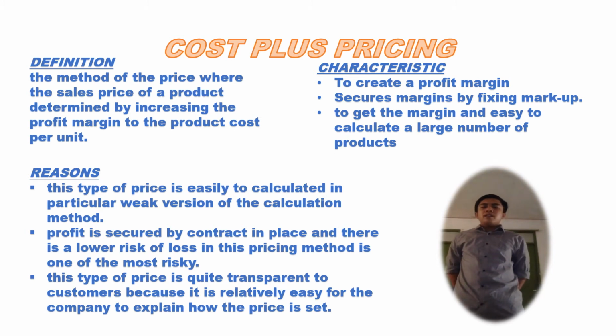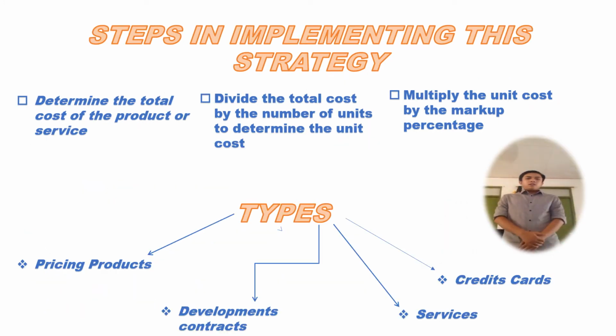Okay, next, the steps in implementing this strategy are to determine the total cost of the product or service, divide the total cost by the number of units to determine the unit cost, and next multiply the unit cost by the markup percentage. Next, the types of cost plus pricing are, first, pricing for product development, contract, service, and credit.